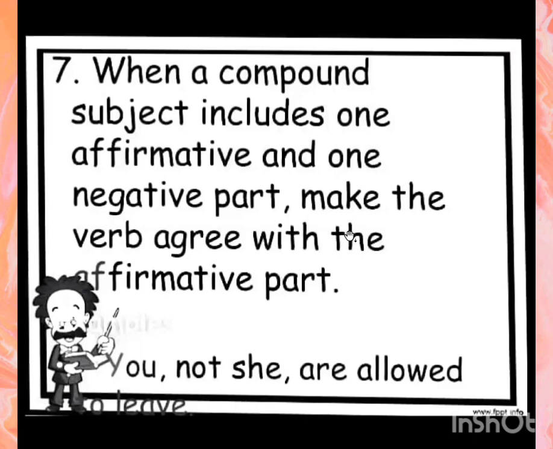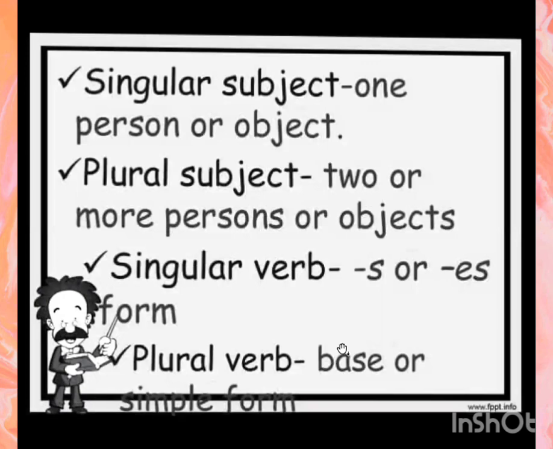When a compound subject includes one affirmative and one negative part, make the verb agree with the affirmative part. You, not she, are allowed. Singular subject, wherein one person or object is there. Plural subject, two or more persons or objects are there. For the singular verb, we can say S or ES form. Plural verb, base or simple form is to be used.